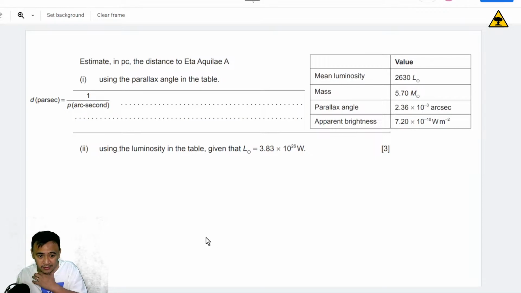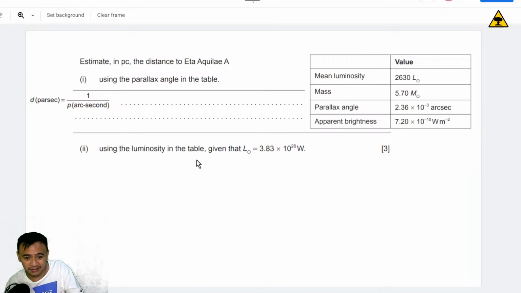How about the second one? Using the luminosity given here, given that L sun is this. You're looking for Isn't that like the Cepheid variable? No, we don't. It's not the Cepheid variable thing.